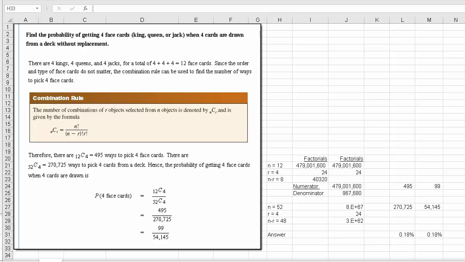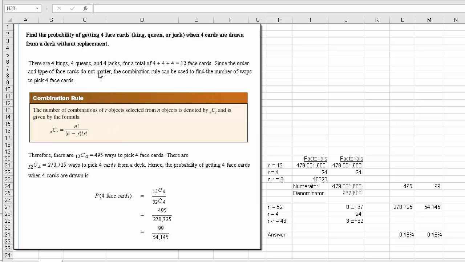Okay, let's take a look at this example that uses the combination rule. Here's the question. You see it right there. Find the probability of getting 4 face cards, that's a king, queen, or jack, when 4 cards are drawn from a deck without replacement. Okay, and the answer is in front of us, but I'll walk you through it here.